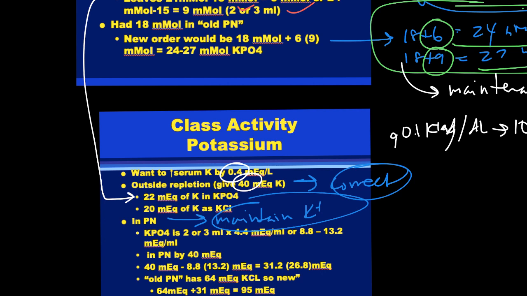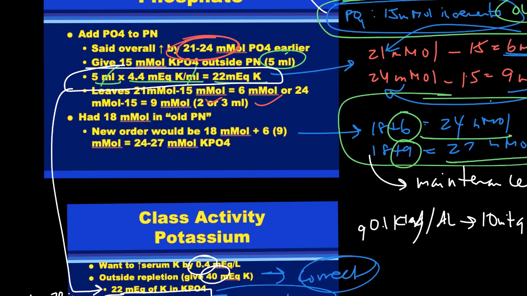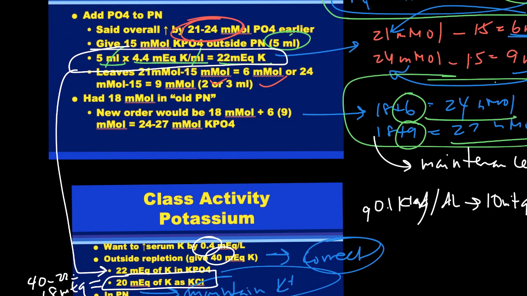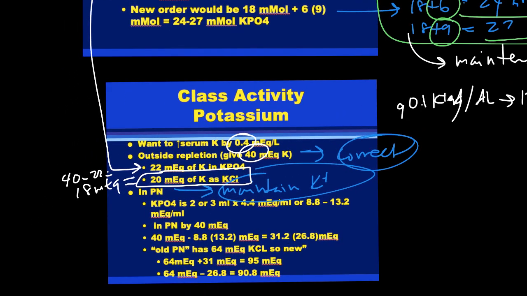Let's see. So therefore, your 40 minus 22 would give you 18 milliequivalents, which is about 20. So you're going to give outside 20 milliequivalents as potassium chloride. So outside, as the bolus dose to correct the electrolyte abnormality, you're going to give 22, which you're already giving as your potassium phosphate over here. And then you're going to give the remaining 18 or remaining 20.